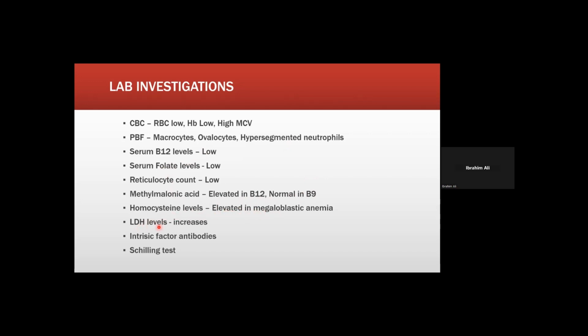And then because of the blood loss and everything, LDH levels will also be increased. Lactate dehydrogenase level, and then intrinsic factor antibodies. You'll also do that. Let me explain this.